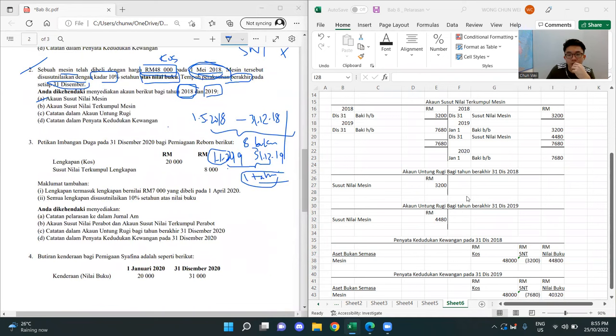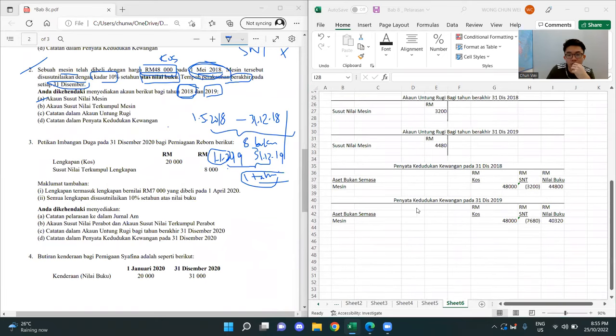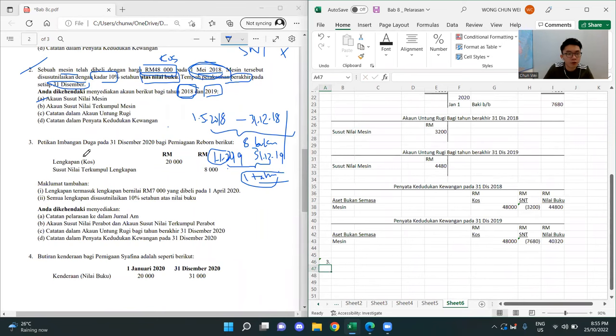Okay, so now let's move on to question 3. So what is question 3? Question 3, they give us a petikan lengkapan kos. So this is a kos. This is susut nilai terkumpul for lengkapan 8,000. Now, maklumat tambahan. Lengkapan termasuk lengkapan bernilai RM7,000 yang dibeli pada 1 April 2020. Please take note. Okay, this is beli pada 1 April 2020.